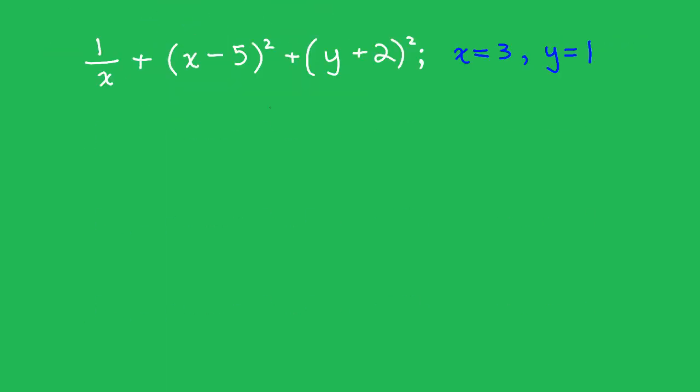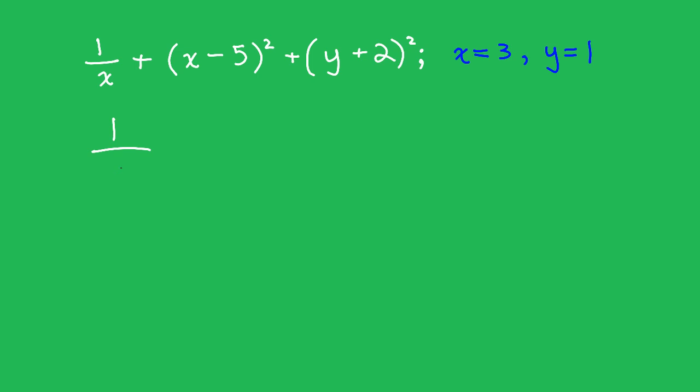Last one here. So we have 1/x plus the quantity x minus 5 squared plus the quantity y plus 2 squared. And we're setting x equal to 3 and y equals 1. Okay, so here we've got some exponents and division, but this just is more a test of your arithmetic than anything else. So we're going to plug 3 in for x, and 1 in for y in this expression.